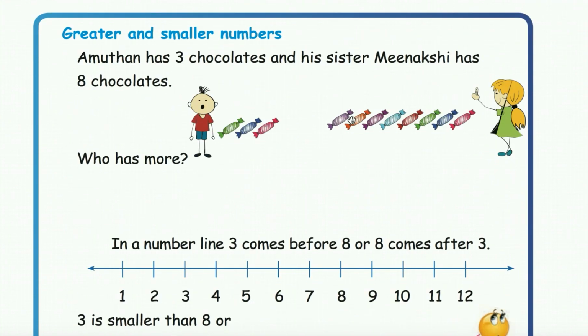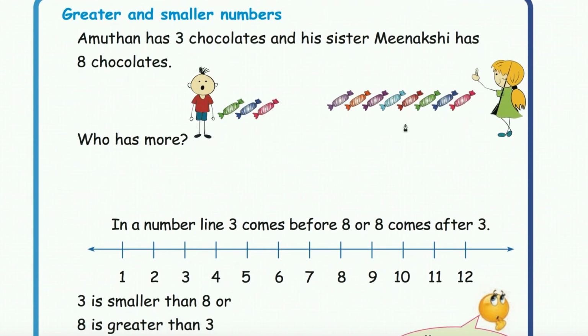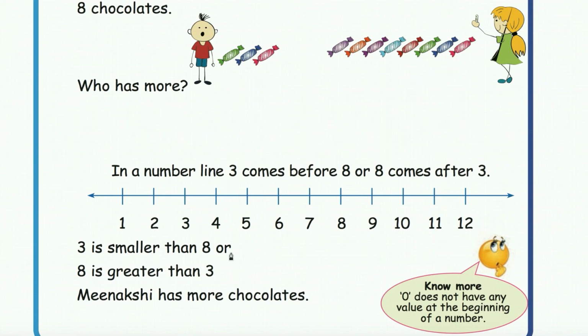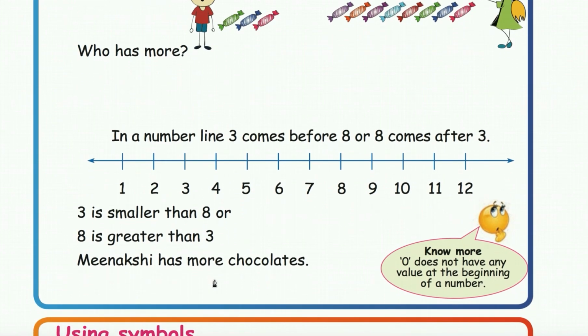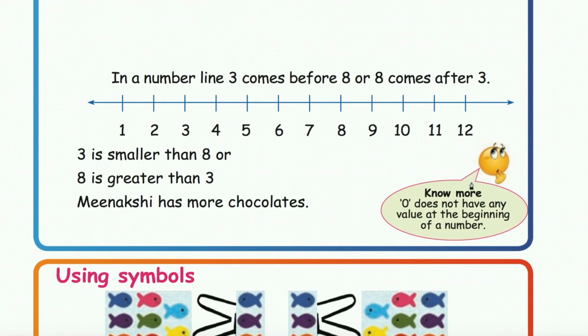Okay. Greater and smaller numbers. Amuthan has 3 chocolates and his sister Meenakshi has 8 chocolates. Who has more? That's a very good question. It's clearly visible, right? This girl has more. In a number line, 3 comes before 8, and 8 comes after 3. 3 is smaller than 8 or 8 is greater than 3. Meenakshi has more chocolates.